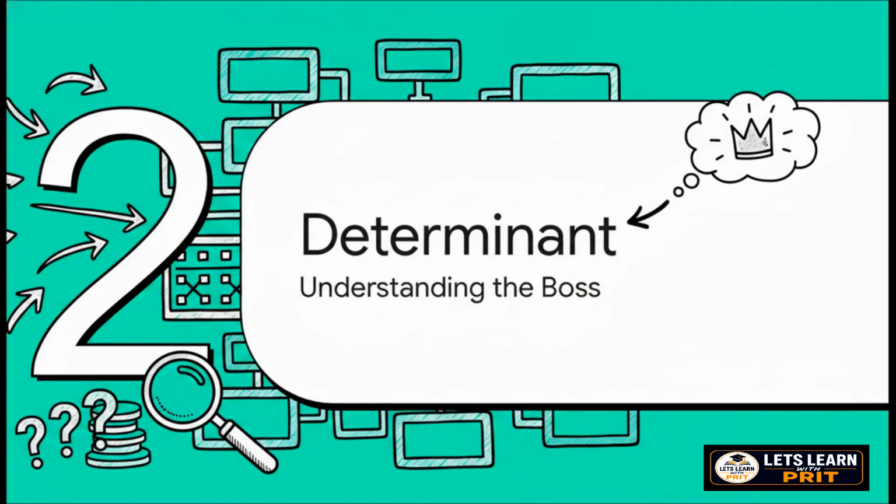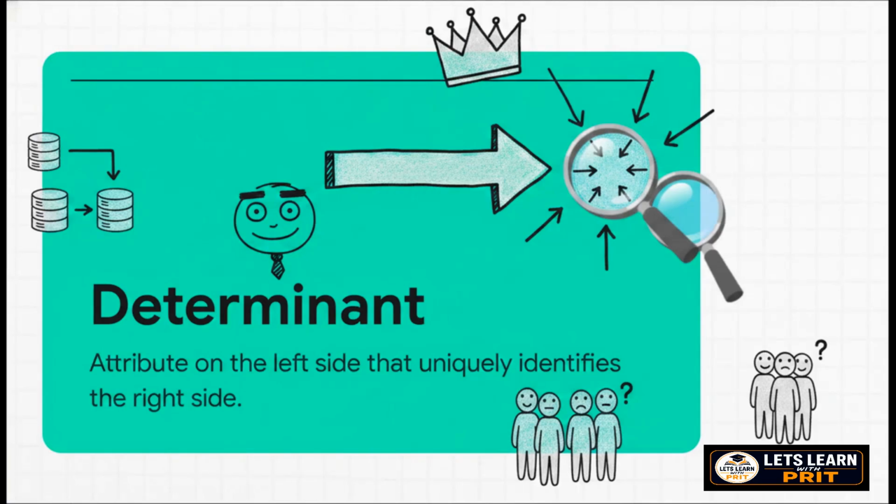Moving right along to Section 2, Understanding the Determinant. Examiners love asking for this definition in short answer questions. So, what is a determinant? The textbook definition says it's the attribute on the left side of the arrow that uniquely identifies the attribute on the right side. But if I explain this in simple English, the determinant is basically the boss attribute of your table. ये वो powerful column है जो बाकी columns की identity decide करता है. It holds all the power. Without the boss, the rest of the data is just lost.